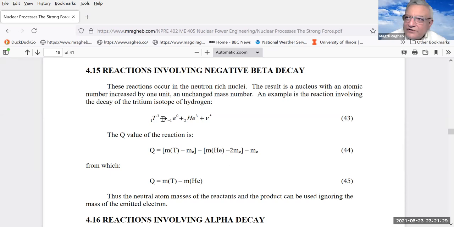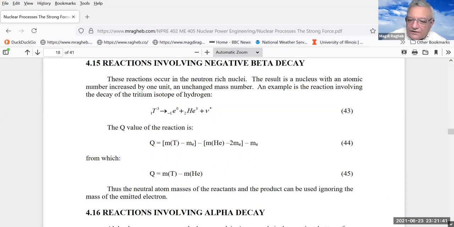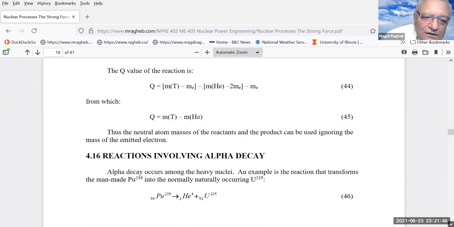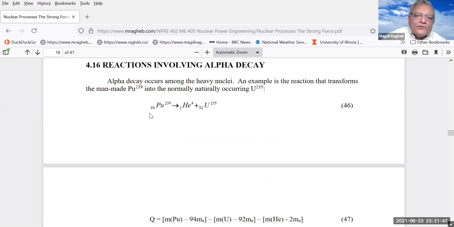If you take the mass of the tritium minus the mass of the helium, you get minus one electron mass, and then you get the energy release from the decay of the tritium isotope. Some reactions involve alpha particle emission. Initially, it was thought to be a different particle. We know better today. An alpha particle is a helium nucleus.